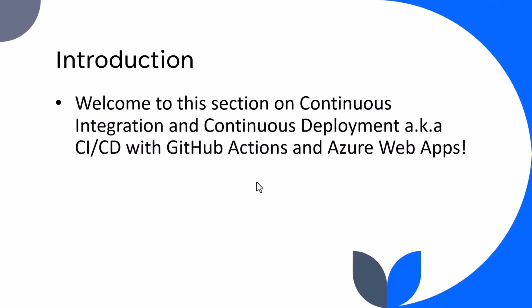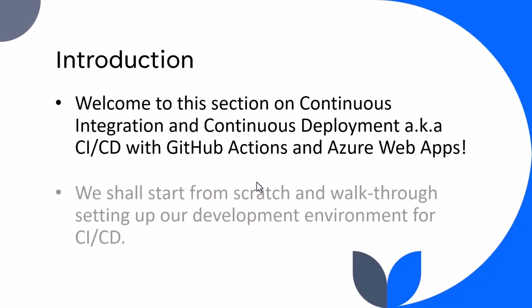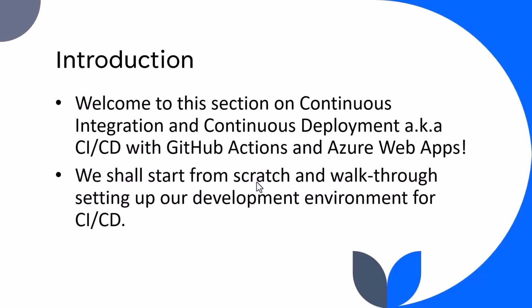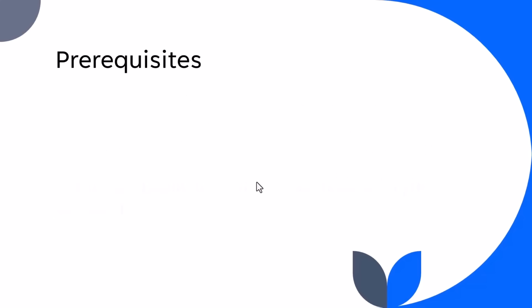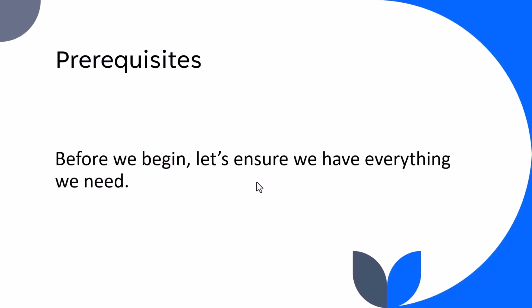Now, welcome to this section on continuous integration and continuous deployment, also known as CI/CD with GitHub Actions and Azure Web Apps. So CI/CD is a short form of continuous integration and continuous deployment. Now we shall start from scratch and walk through setting up our development environment for CI and CD. And before we begin, we'll have to ensure that we have everything we need.